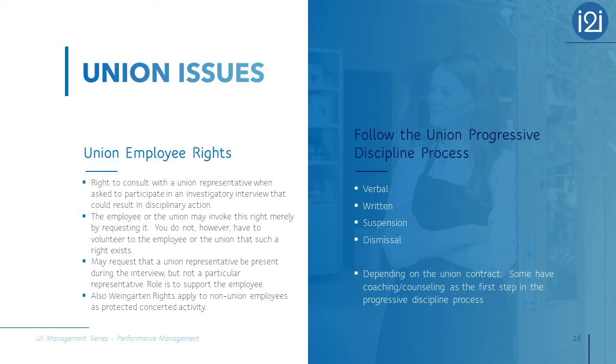Also, be mindful of Weingarten rights, which may apply to non-union employees as protected concerted activity. Typically, unions stipulate 4 phases of the progressive disciplinary process: verbal, written, suspension, then dismissal. But depending on the union contract, some have coaching and counseling as the first step. So be sure what your collective bargaining agreement ensures if you're working in a union setting.